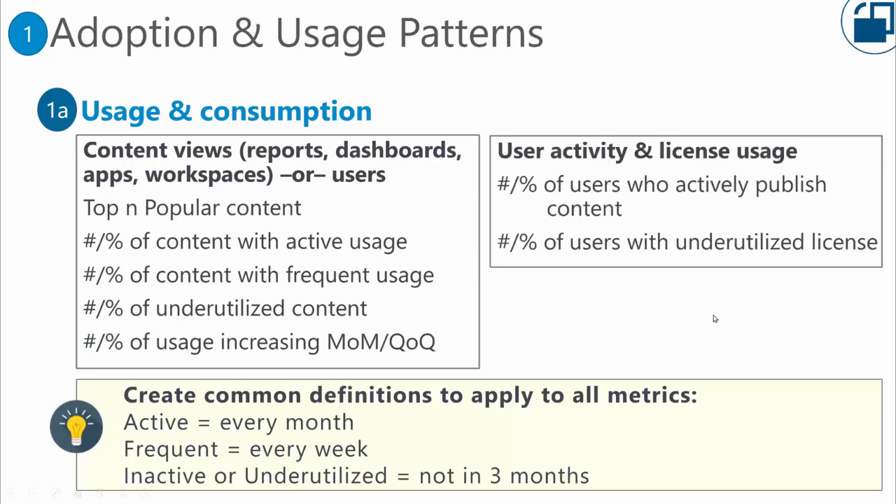And then the other piece of this is thinking really primarily about the users, and that's how many of our users actively publish content. That is, they are using their Pro license. And then you've got users with an underutilized license, and that might be people that are only viewing content, or maybe they've never published anything to the Power BI service. And so if you are having issues with getting more Power BI Pro licenses approved and you need to divvy them up very, very carefully, this kind of data can be really important. So these are just a few of the top examples of usage metrics.